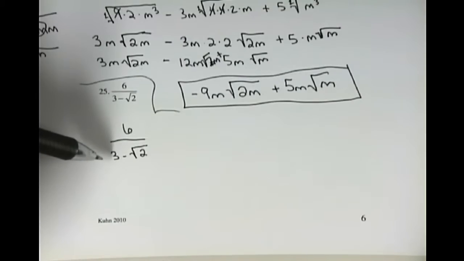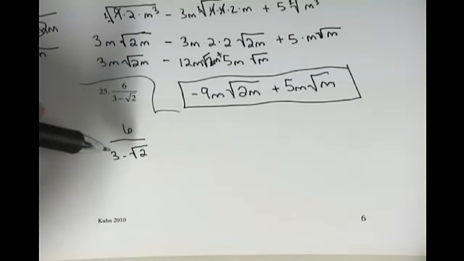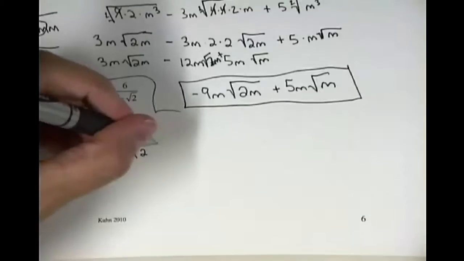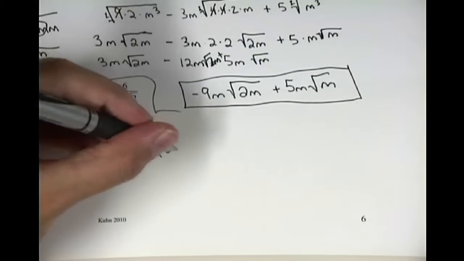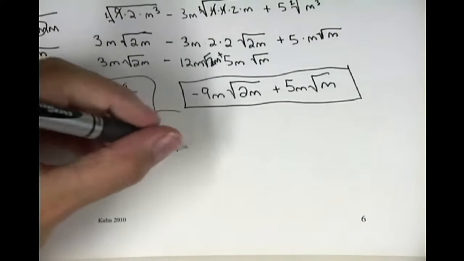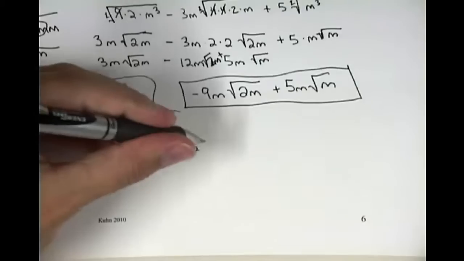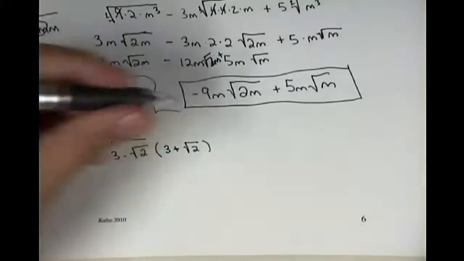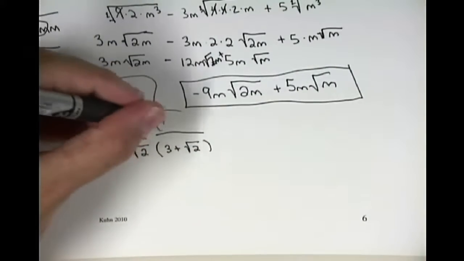Words lose me right now. Sorry, I have a headache. The conjugate. Multiply by the conjugate. What this does is we create a difference of squares. So to create a difference of squares, the missing piece would be 3 plus the square root of 2. That's called the conjugate. But what you do to the bottom, of course you have to do to the top.